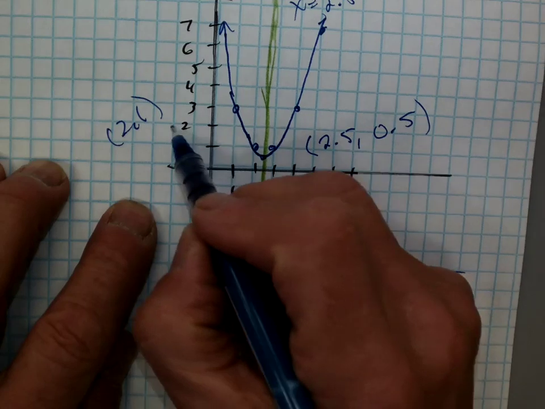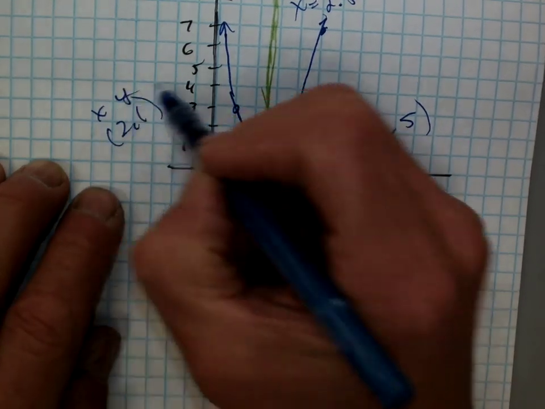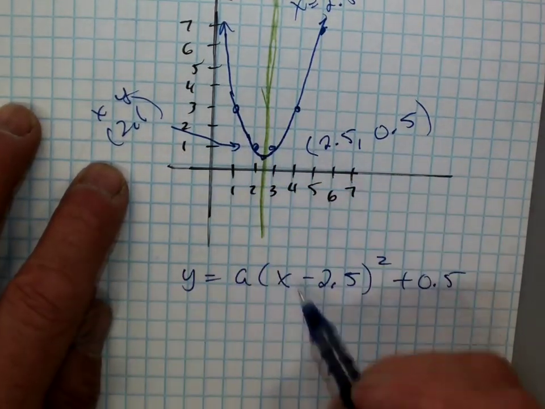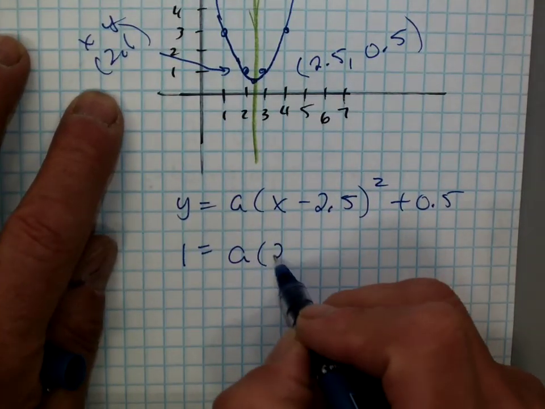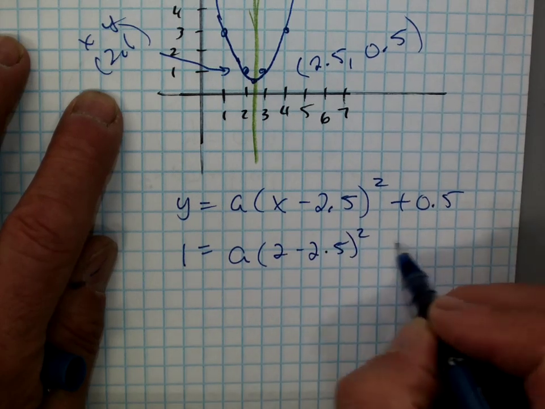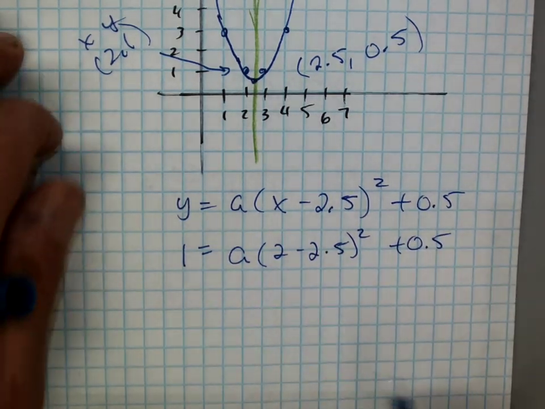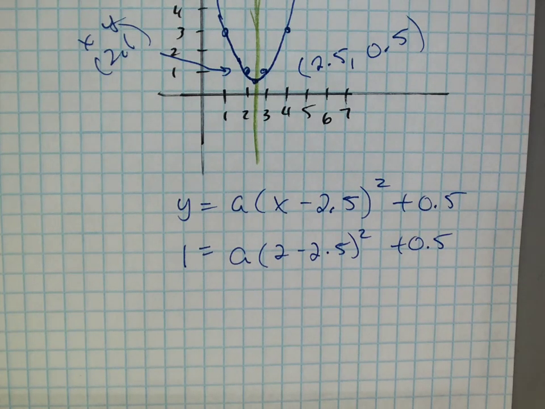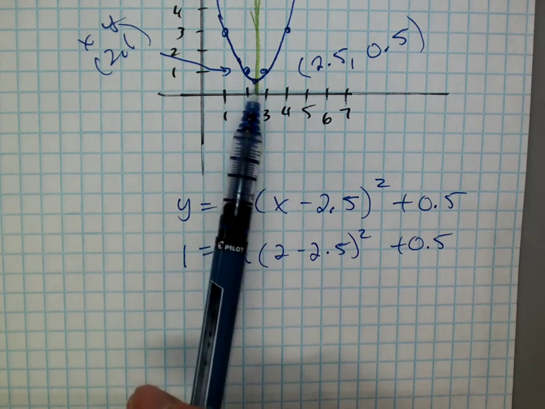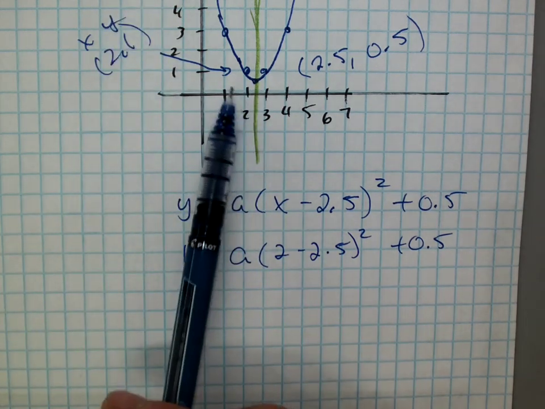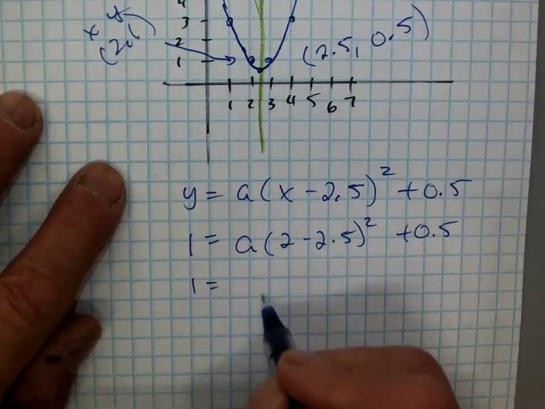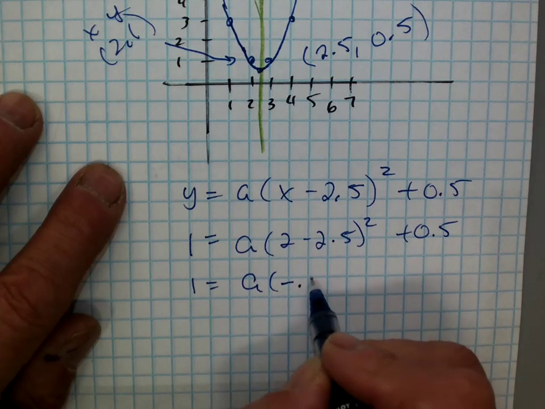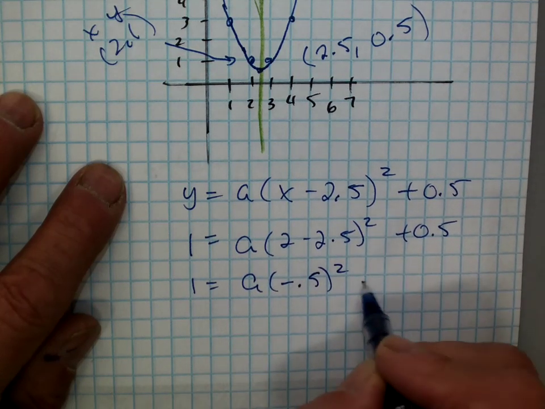So if I take this point (2, 1), it's got an x and a y value. If I want to find the value of a, 1 goes in for y: a times (2 minus 2.5) squared plus 0.5. I have to pick a point on the curve, and the easiest to work with is (2, 1). So I plugged in the y value and the x value. Then I get 1 equals a times (negative 0.5) squared plus 0.5.